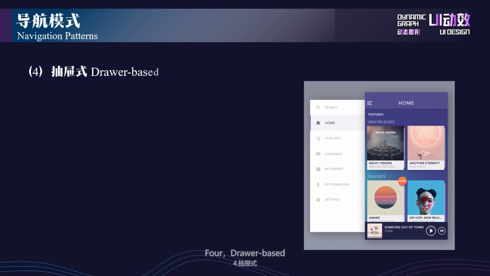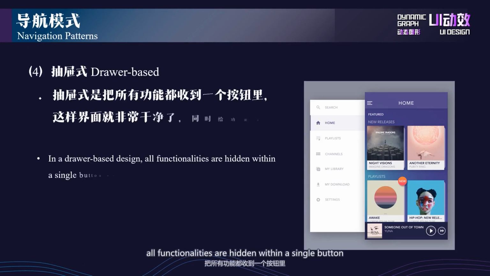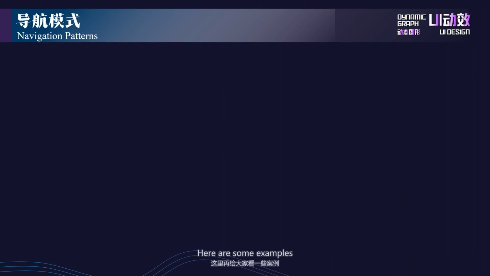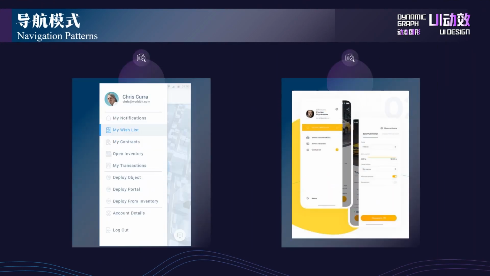Fourth, drawer-based. In a drawer-based design, all functionalities are hidden within a single button, which creates a clean interface and provides hidden options. This is similar to the two-column design we discussed earlier in the course, so it may already be familiar to you. Here are some examples.